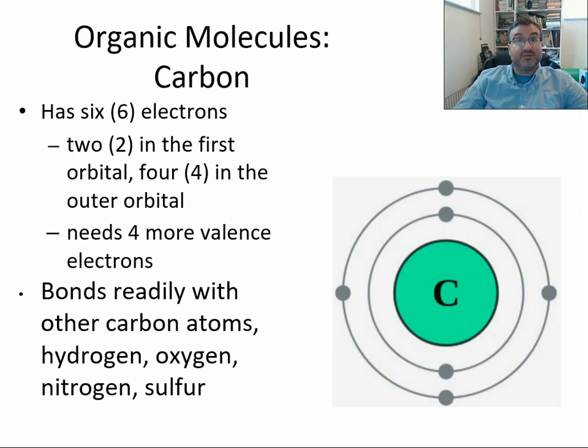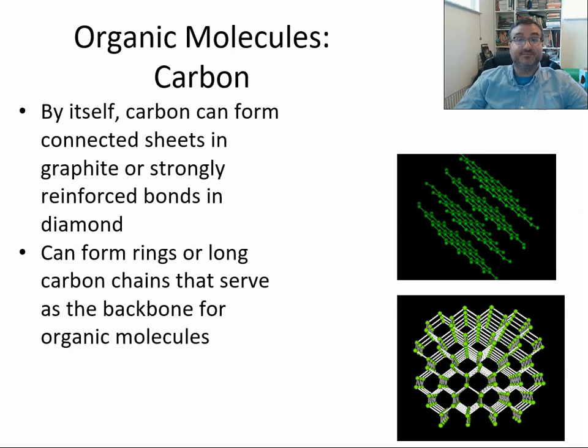It bonds with other carbon atoms, hydrogen, sulfur, nitrogen, and other elements found in living things. By itself, carbon can form connected sheets in graphite, as we see here, or it can be reinforced in all directions in diamonds. But we're talking about living things. In organisms, carbon forms rings or long carbon chains that serve as the backbone for these organic molecule groups.